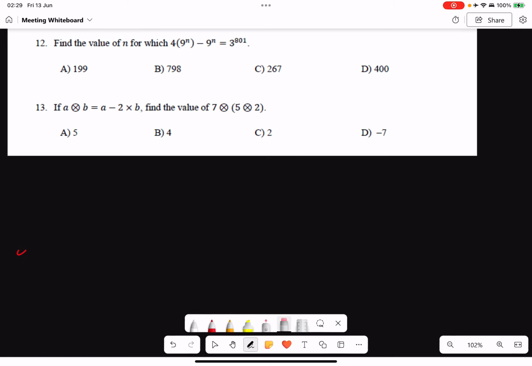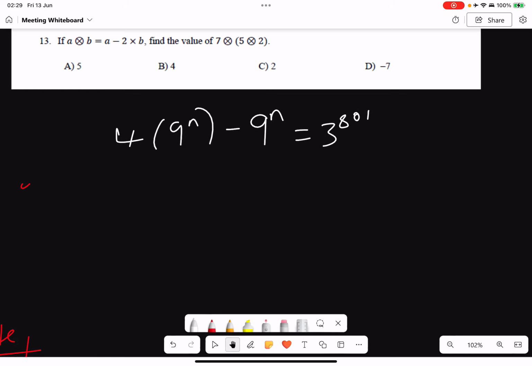In question 12, they want us to find the value of n, for which 4 times 9 to the power n minus 9 to the power n equals 3801. On the left, I have 2 terms, and there's something common between these terms, which is 9 to the power n in this case. So I can take it out as a common factor.